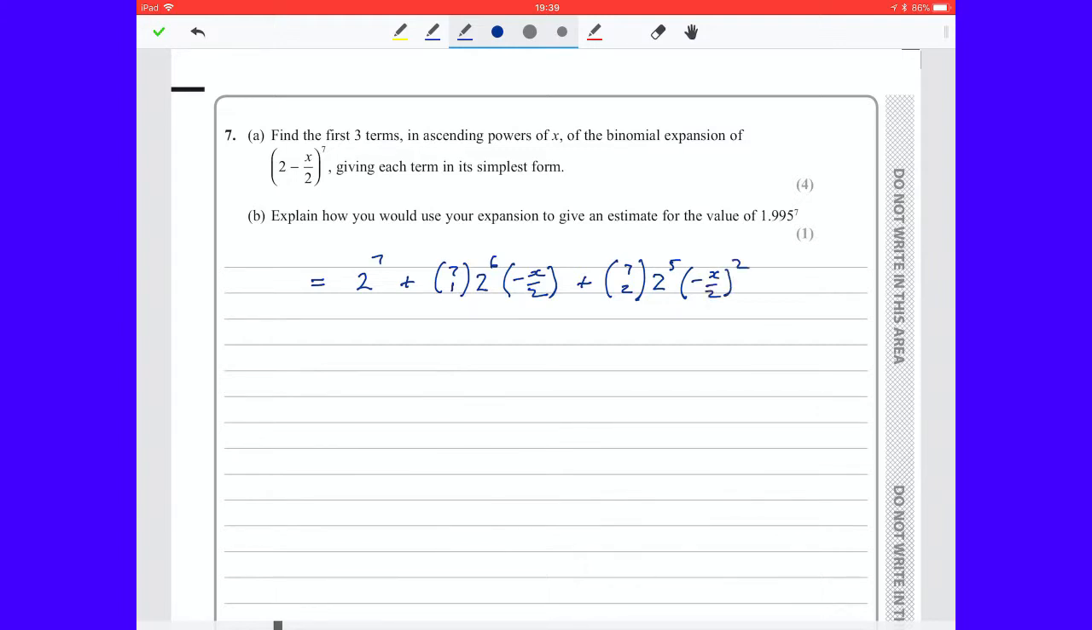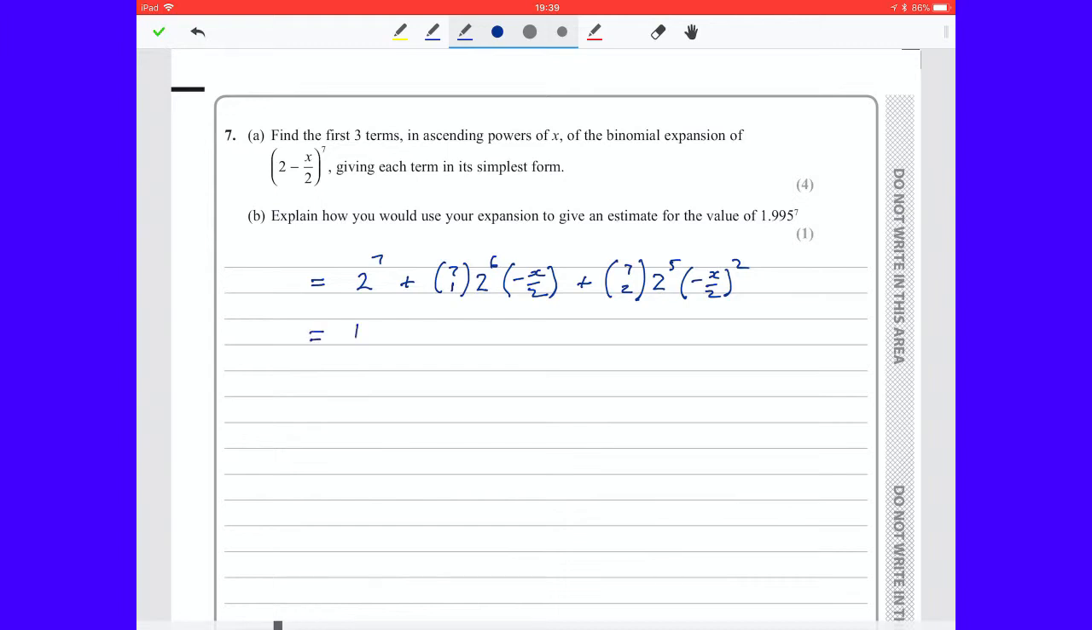So in each of those three terms, the total powers of the two items in the bracket come to 7. We've got 2 to the 7 in the first one, 2 to the 6 and minus x over 2 to the 1 in the second one, 2 to the 5 and minus x over 2 squared in the third one.